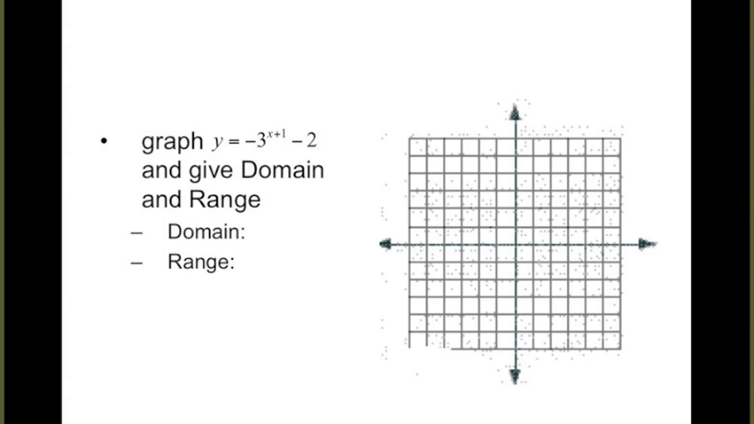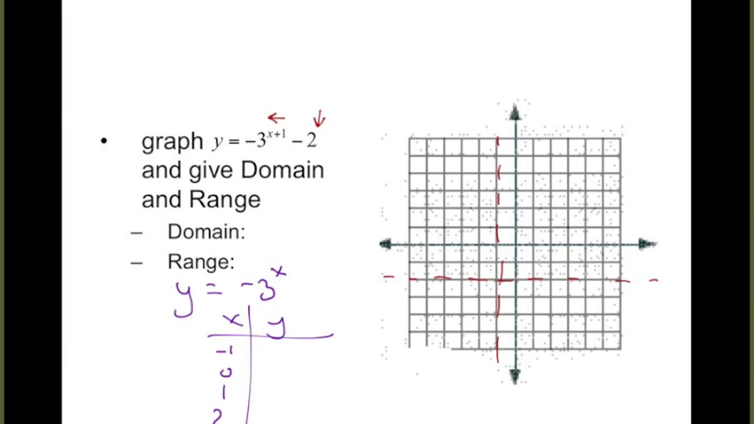Alright, what is the plus 1 going to do? Move it to the left. Left 1, and what's the minus 2 do? Move it down. Down 2. When I create my chart, I'm just going to be working with -3 to the x. So I'm going to have negative, and it's going to flip over that 3. So I just get -1/3.